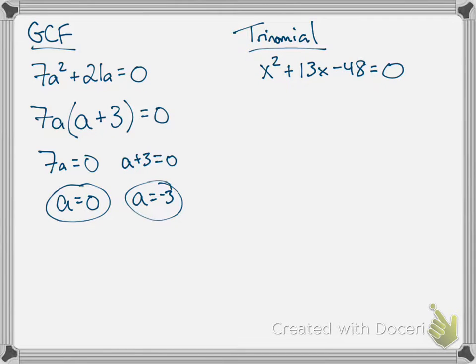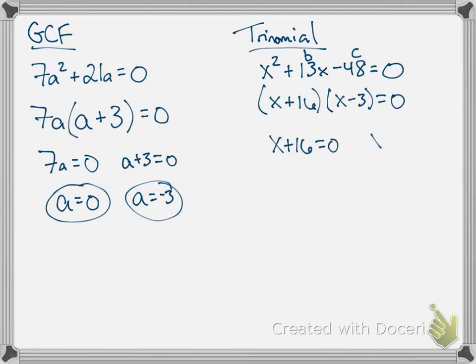Now let's do a quick factor and solve with a trinomial. So again, multiply to c, add to b. Two numbers that multiply to negative 48 and add to 13. Two numbers that will do that are positive 16 and negative 3. Again, take each factor, set it equal to 0. We get two answers. x equals negative 16. x equals 3.